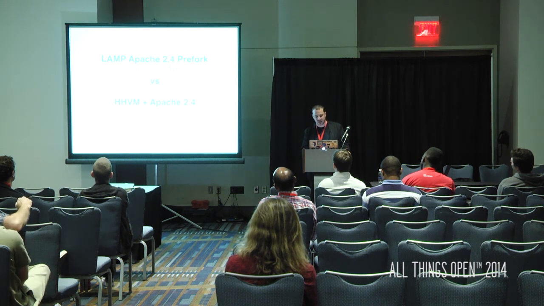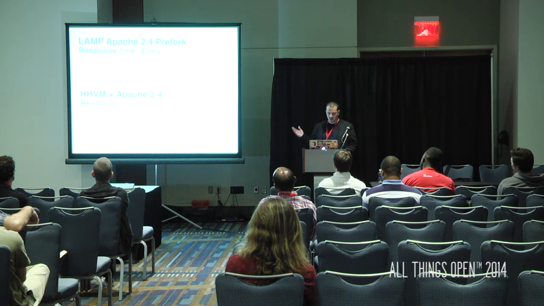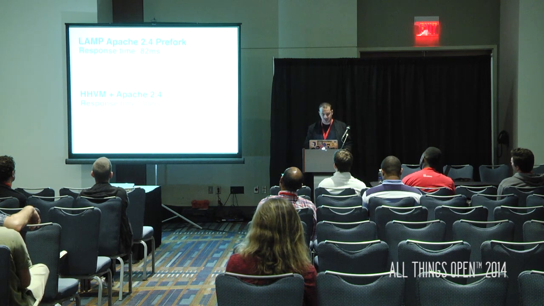I never heard of anybody using HHVM with Apache. I've heard of people doing it with Nginx, but by all means, try it. Apache 2.4 has been getting good results. So pre-fork comes in at 82 milliseconds, HHVM at 30 milliseconds. So far, HHVM with Apache 2.4, if you've been following, has the lowest response time of all the tests. So a little bit of a surprise there.